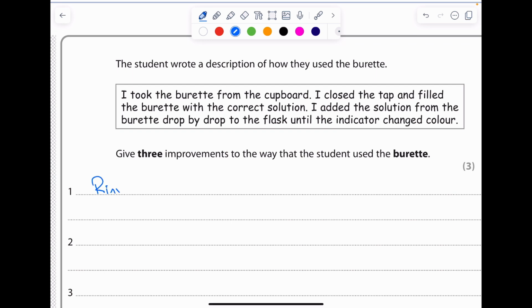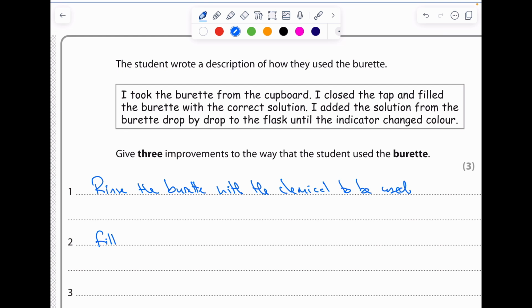Well, the first thing that we would do is rinse the burette with the chemical to be used. So you rinse it through, make sure it's nice and clean for you, and then get rid of the rinse so you've got a nice fresh start. The other thing they should have talked about in here is you need to make sure that the part beyond the tap is filled. So make sure that you fill the jet, or fill to the tap, to make sure that's done.